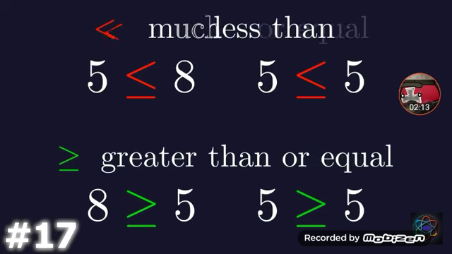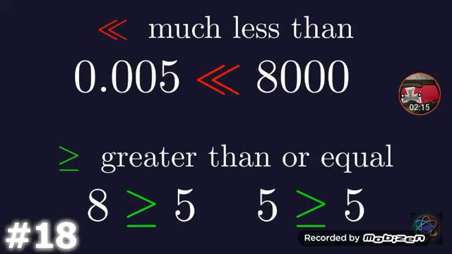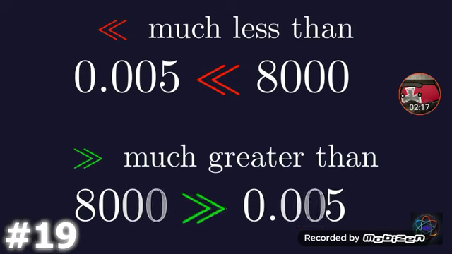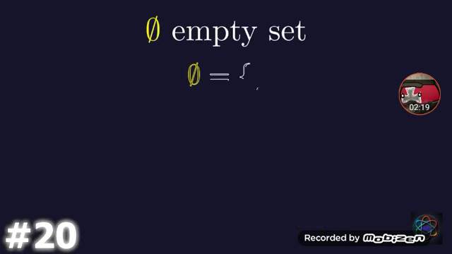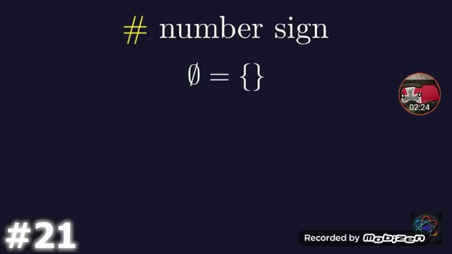Using two less than signs, we can denote much less than sign. The same is true for much greater than sign. Empty set symbol denotes a set that contains no elements. Number sign, also known as octothorpe or hashtag. Yeah, that's a hashtag.